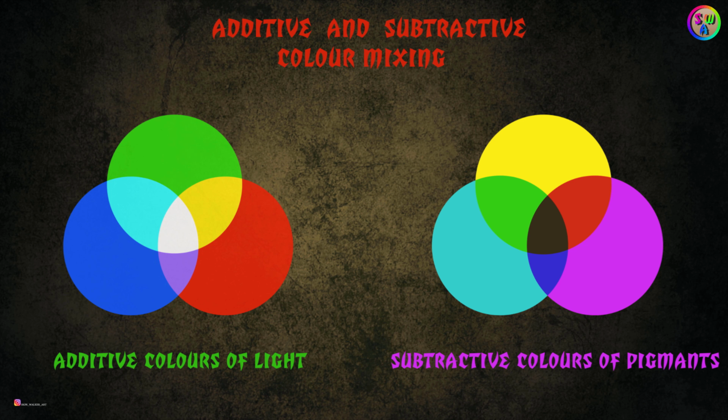Here we can see the difference between additive and subtractive colour mixing. Notice when all the colours overlap on the additive side, the colour turns white, as it contains all the light spectrum, whereas on the subtractive side, all the colours mixed make black because the full spectrum has been absorbed.